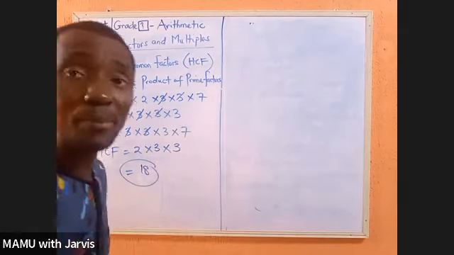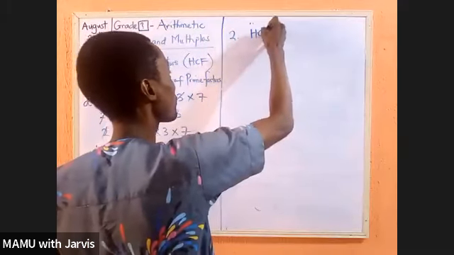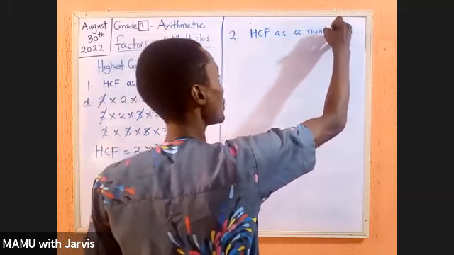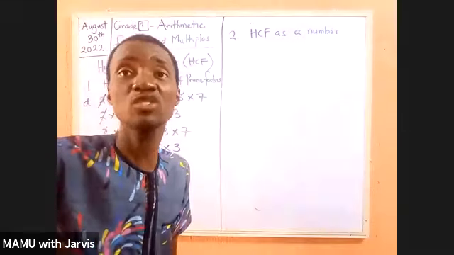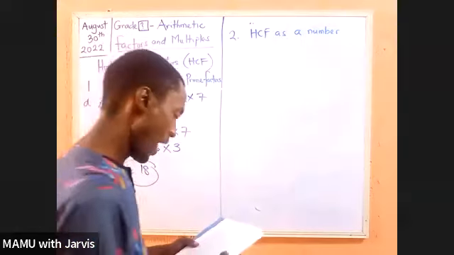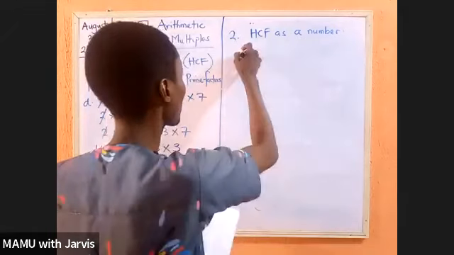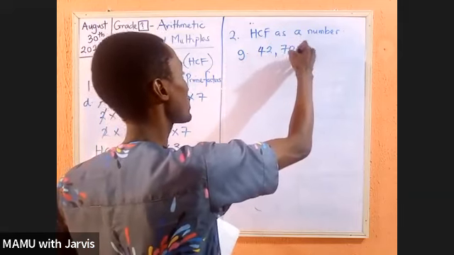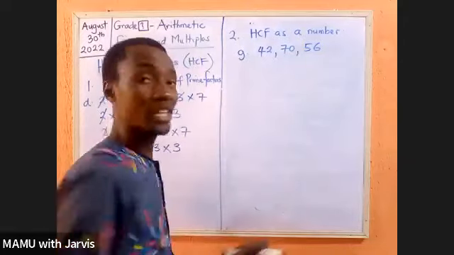Now, you could have another method where they want you to write the HCF as a number. They can also require you to write the HCF as just a number. So how do you do that? We take a case point. I'll pick any question I like. I'll pick a number: 42, 70, and 56.